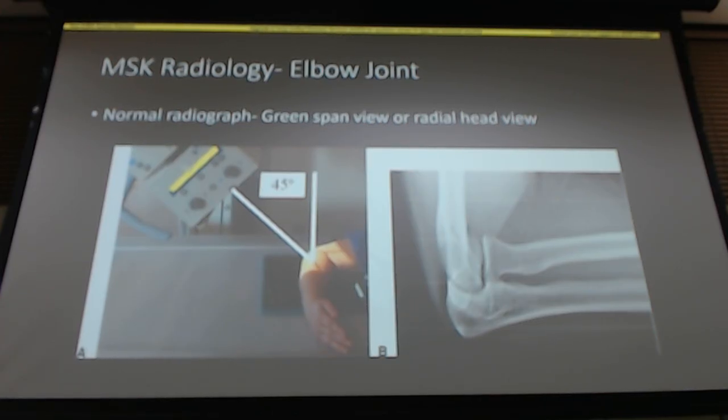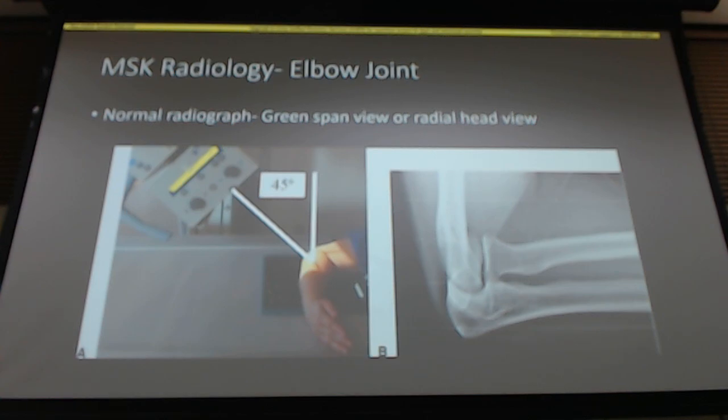Okay? Greenspan is the fancy term for it. If you're looking for Greenspan in Genesis, you probably won't find it. Right? You may have to order an elbow x-ray and then specify in that order Greenspan view. Okay? I tell you that because it's not a very common order.